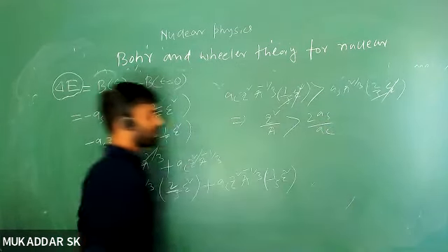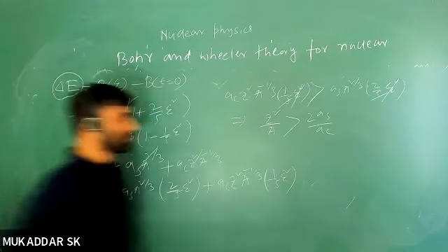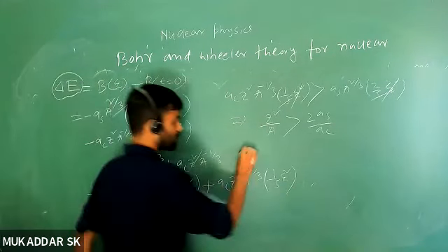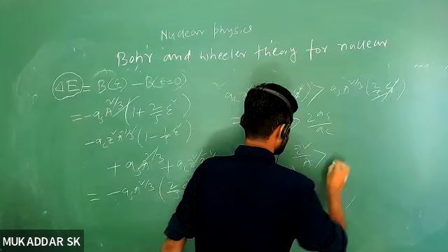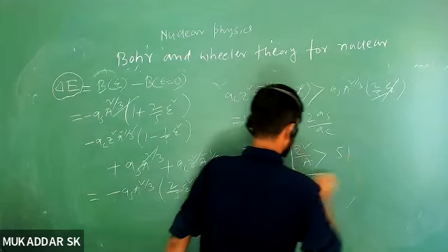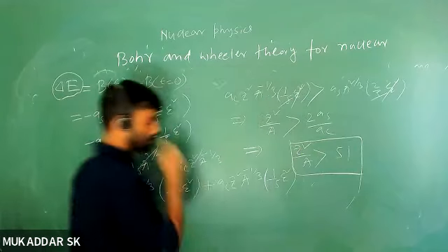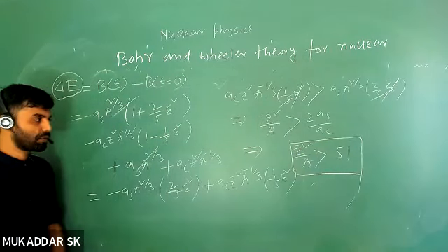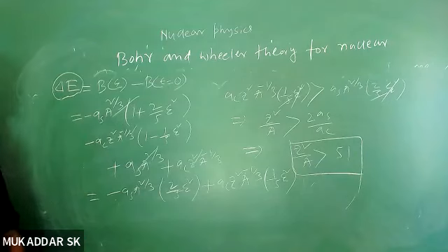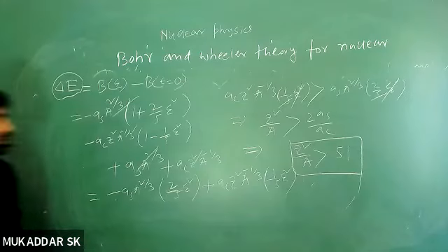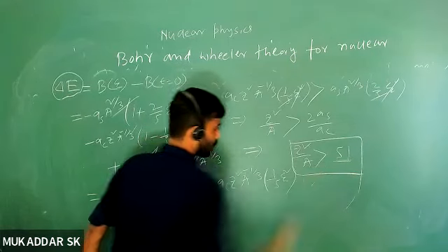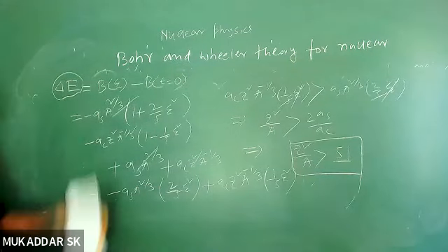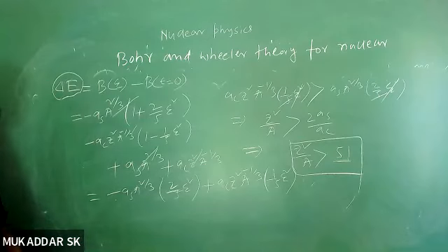Here a_s means the surface energy coefficient, and a_C equals the Coulomb energy coefficient. So if you substitute these coefficients, you will get Z square by A should be greater than 51. So this is the condition for spontaneous nuclear fission. For any nuclei whose Z square, atomic number square, divided by mass number is greater than 51, they will undergo the spontaneous fission process. Is it clear?